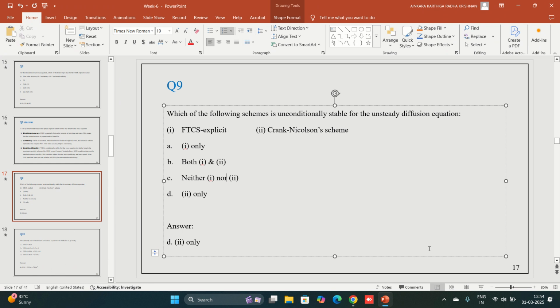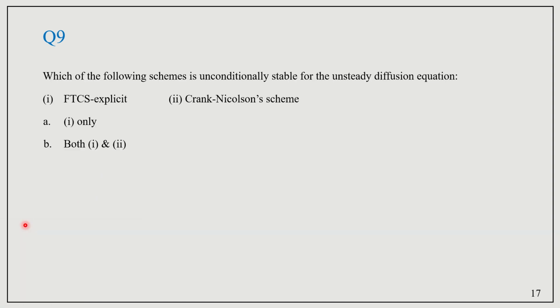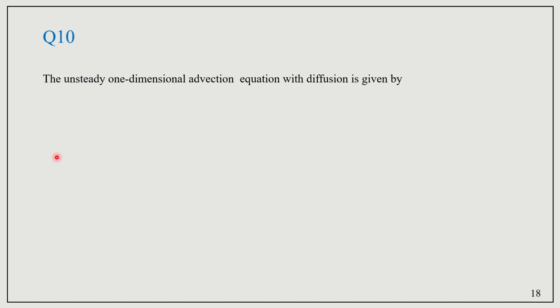Now we will go to question 10. In question 10, what is given is that the unsteady one-dimensional advection equation with diffusion is given by dash.